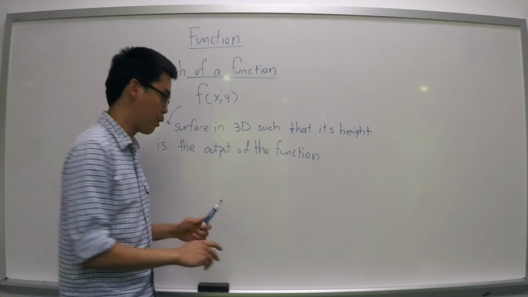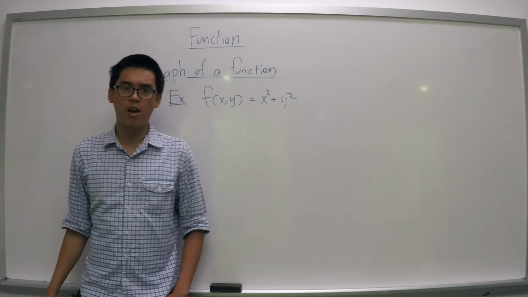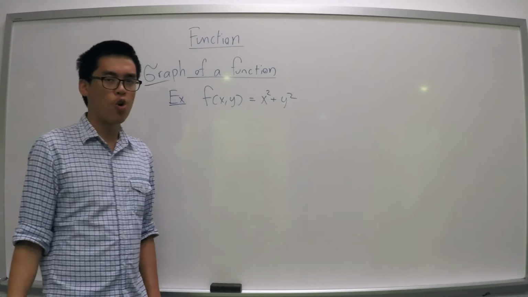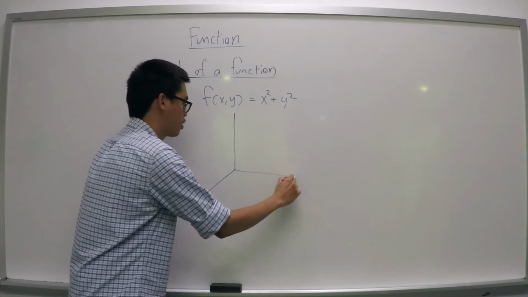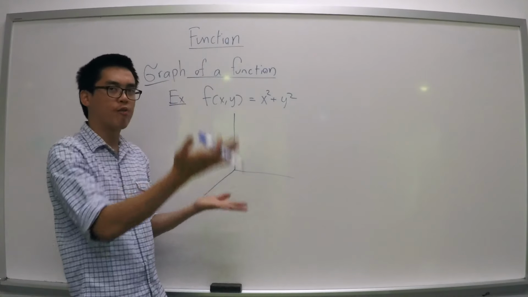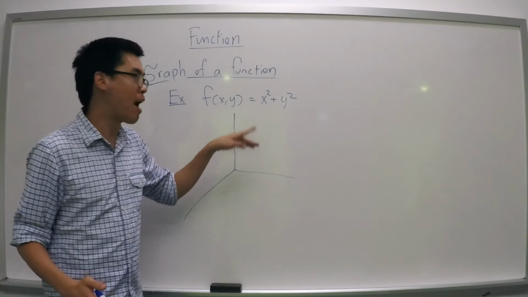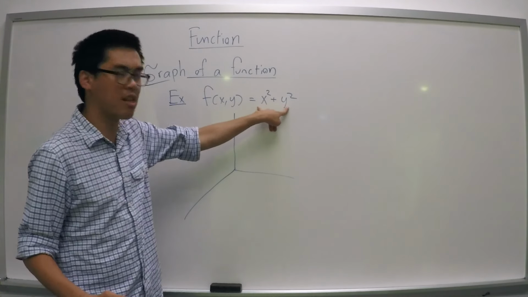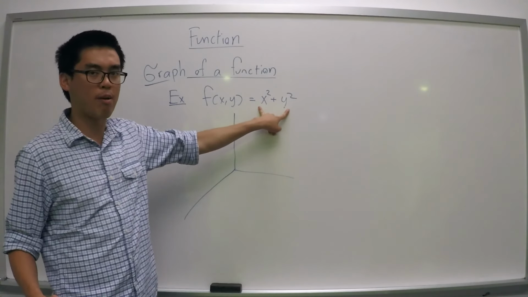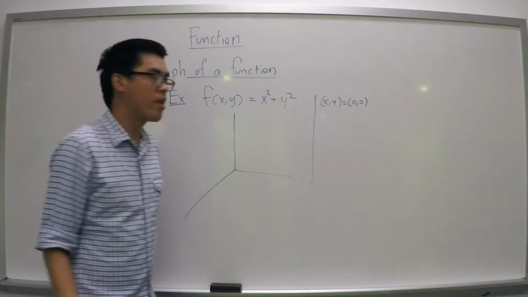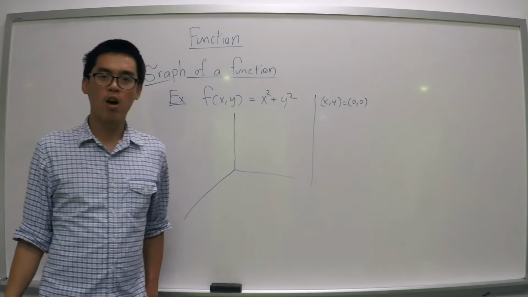Let's look at one example. Alright, so x squared plus y squared is our function. So let's look at how one would understand the graph of this function. The graph of this will be some sort of surface, and the height of the graph will be determined by the output of the function. So this is the height. For each (x, y), the height will be x squared plus y squared. When (x, y) equals (0, 0), or the origin, x squared plus y squared also equals 0.